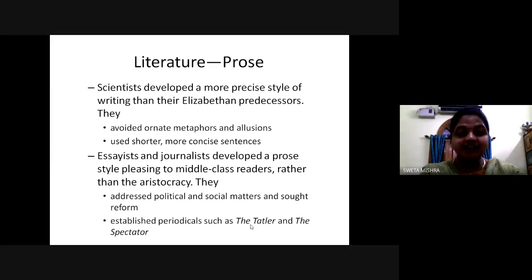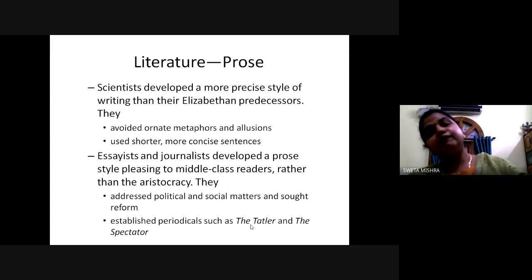So journalists did not simply report current events. They moralized, and not only moralized, but mocked and gossiped, giving their opinions on everything. They played different roles, not only one role, from social manners to international politics. That's the great change the newspapers, or we can say the essayists and the journalists, brought in the field of prose. Next slide, sir, please.